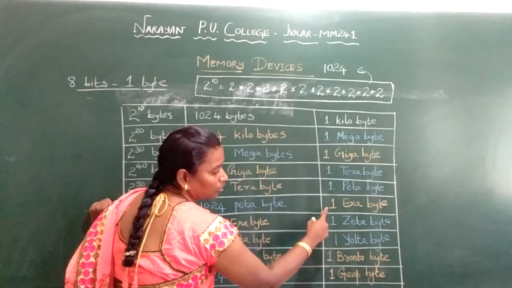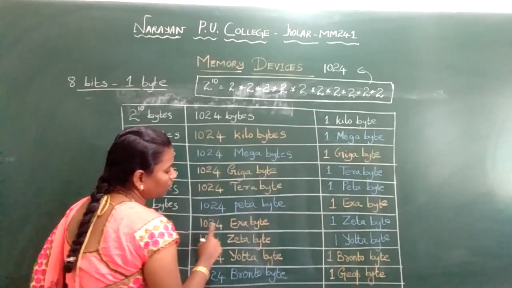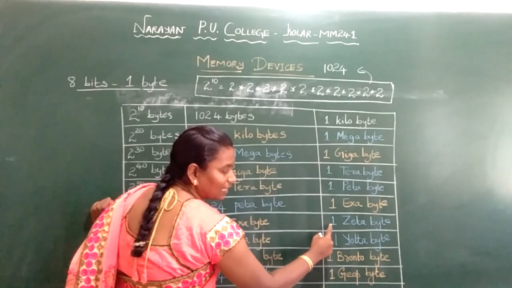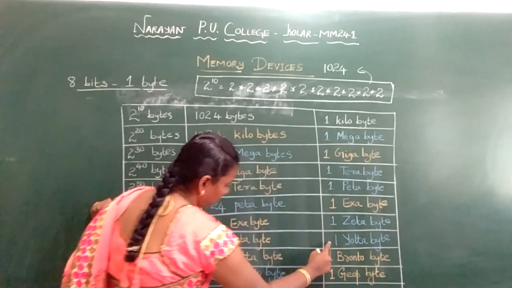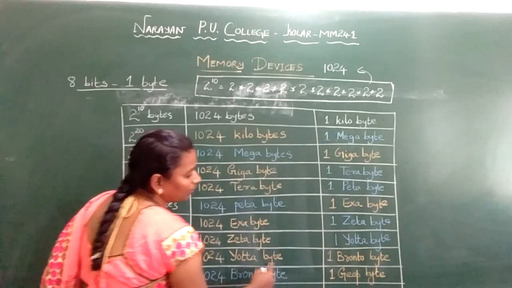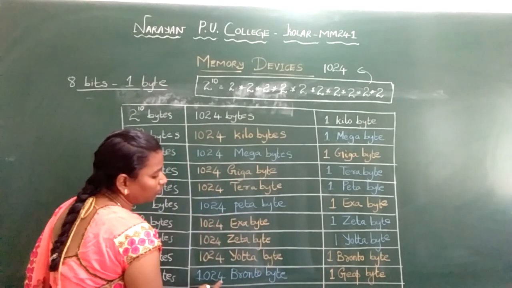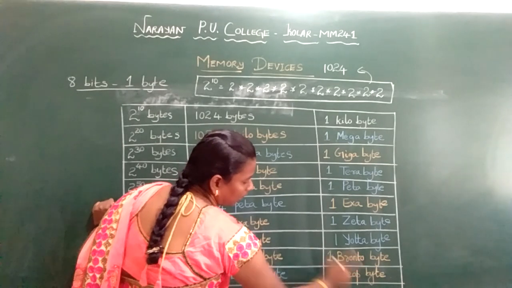1024 petabytes is equal to 1 exabyte. 1024 exabytes is equal to 1 zettabyte. 1024 zettabytes is equal to 1 yottabyte. 1024 yottabytes is 1 brontobyte. 1024 brontobytes is 1 geobyte.